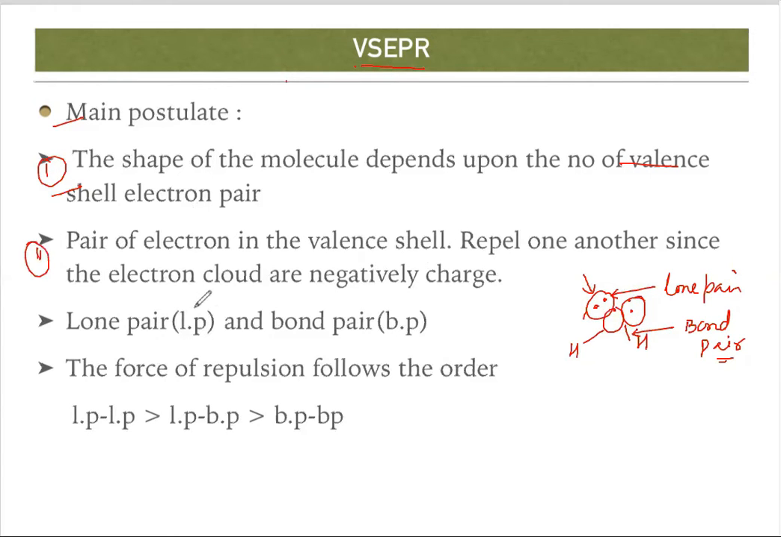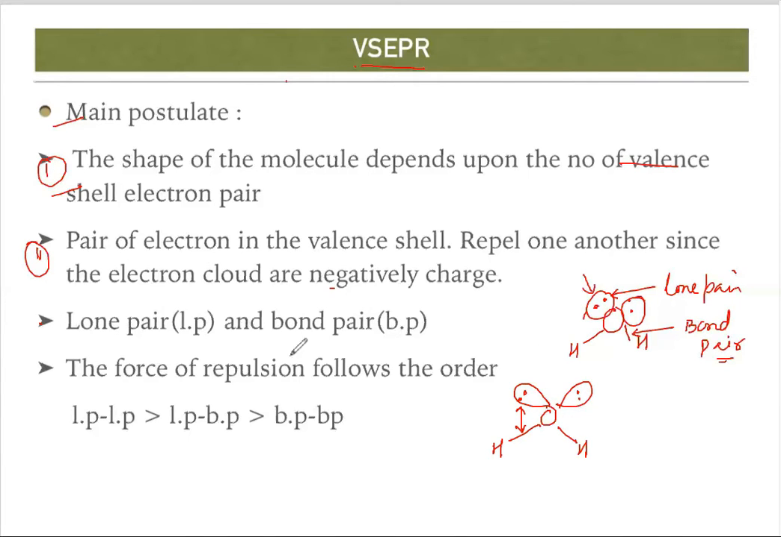The second point: the pairs of electrons in the valence shell repel one another since the electron clouds are negatively charged. This is well explained by the example of water. These two electrons must be present in some orbital, so I am drawing these two orbitals. As we already know electrons are negatively charged, this negative charge and this negative charge will repel each other. Because of this, the geometry of this molecule will change, and there will also be repulsion between this electron pair and this electron pair. Because of this repulsion, the geometry of the actual molecule will change.